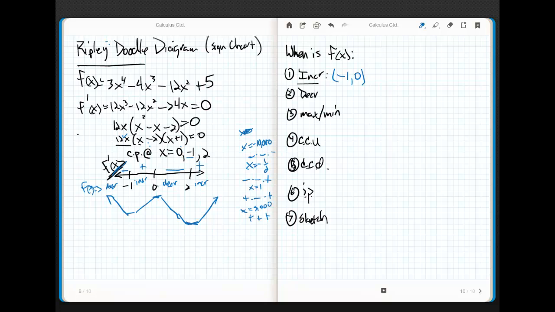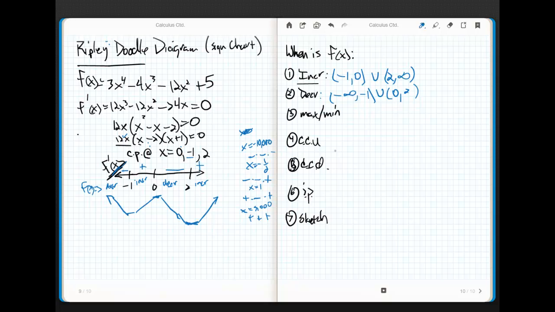(-1 and 0, right? It's leveling off. Okay? And then it appears to be increasing again from 2 to infinity. Sweet. I'm already halfway done. How about decreasing? Well, it appears from -infinity to -1, non-inclusive at both, right? Union from 0 to 2.